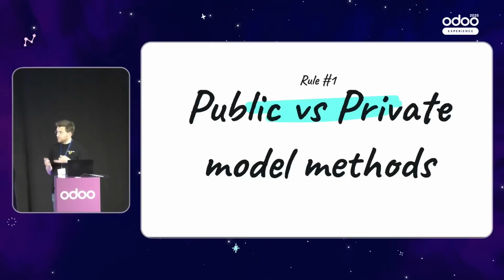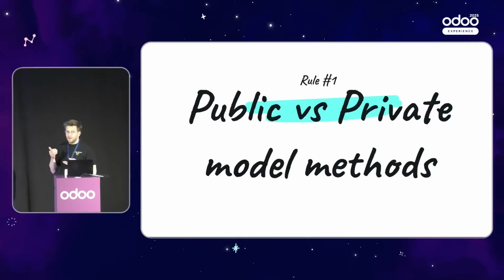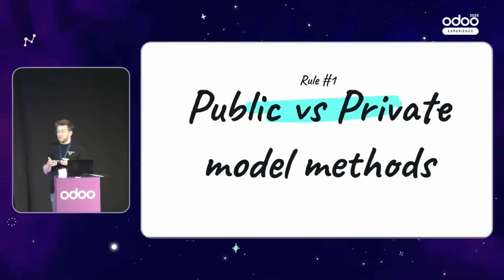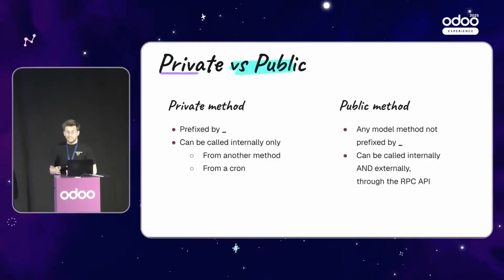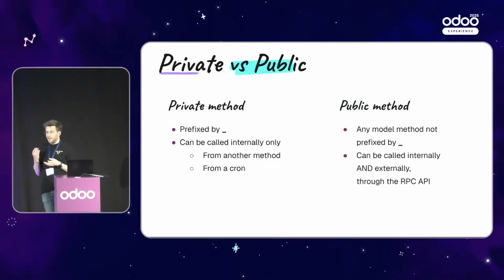I made it a full chapter because we see more and more apps on the App Store not knowing the difference between a public and a private method, and it really causes issues. So what is a private method? And here we are speaking about methods on models.